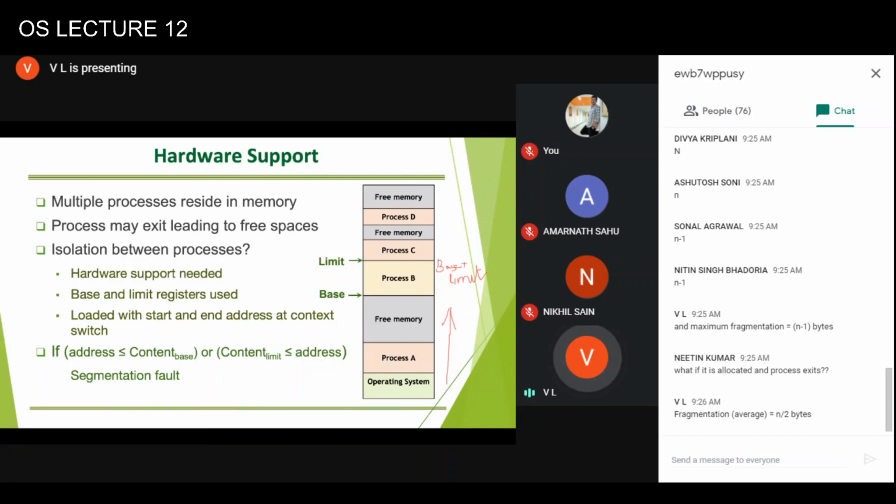Now, when the context switch takes place and a new process comes, let's say process A comes, the base register will be loaded with the base of A, and the limit accordingly. So base and limit registers will also be saved and restored at the context switch. Is that clear to everyone? Because base and limit are changed when process A is loaded, any address generated by this process will be checked against these registers. And if it fails the check, then a segmentation fault occurs. Any question till now?